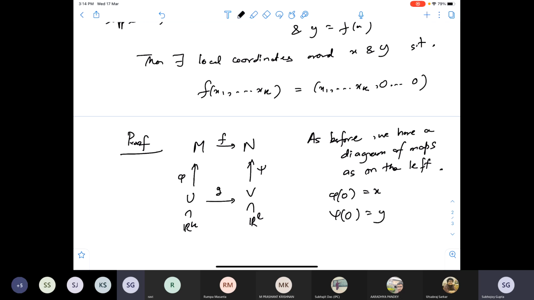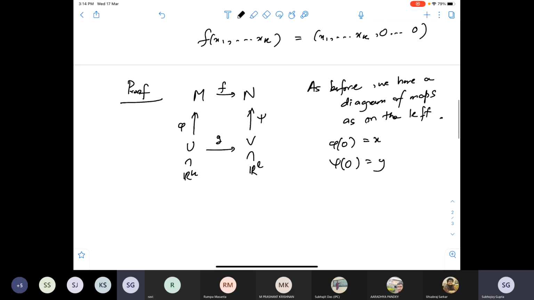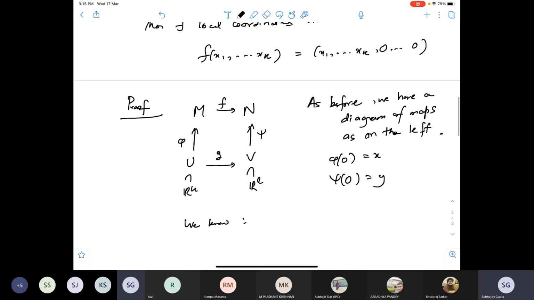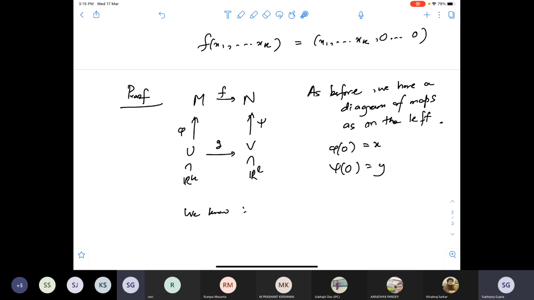Okay, so somehow these are centered at those points of interest in M and N. All right, and what we know is that the derivative of f is injective, and what it means is that this map at the level of charts G, so let me just say dx at f is injective, and this implies that this map, the derivative at 0, goes from Rk to Rl.